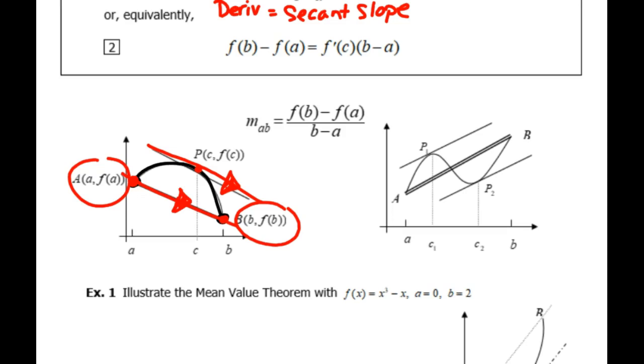Another example of that would be this one over on the right. Notice again that we have a function. It goes from here to here. It's a closed interval that is smooth. There's no jumps, skips, breaks. Nothing crazy is going on. We have a secant slope right there. And in this case, we have two x values where my tangent is parallel to the original secant. So all three of those lines are parallel to each other.